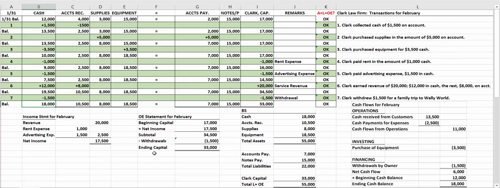All right, that's a little more comprehensive example for Chapter 1 and some good content there on your 3, make that 4, financial statements.